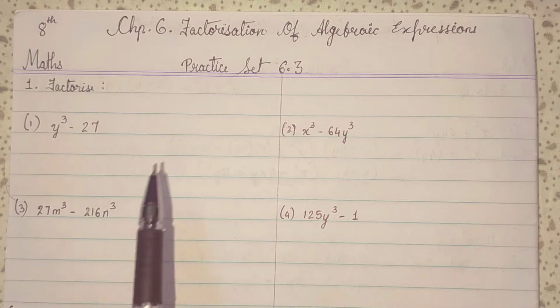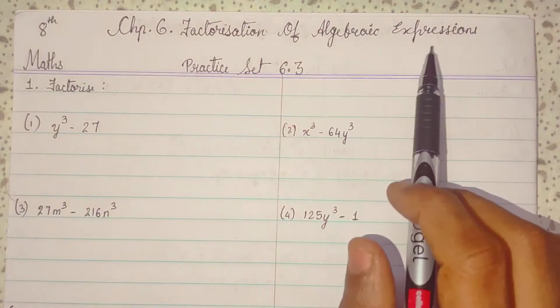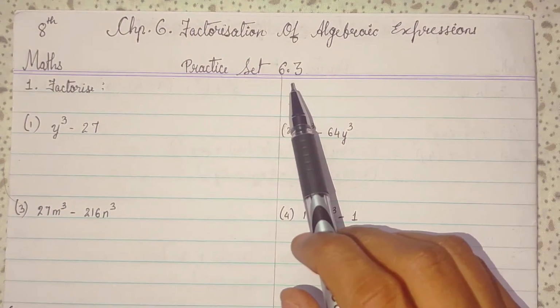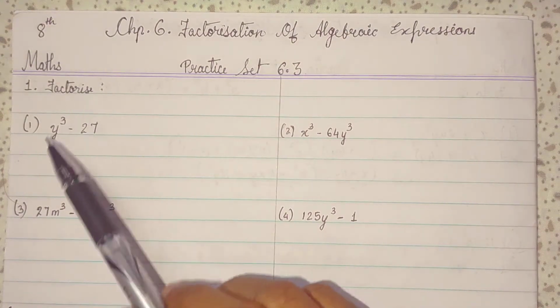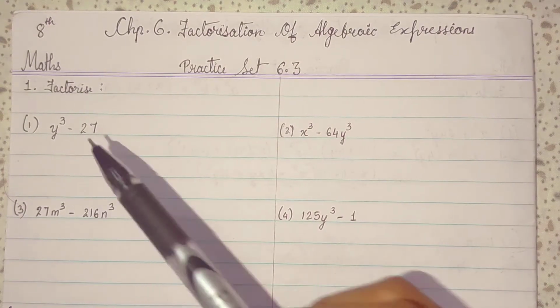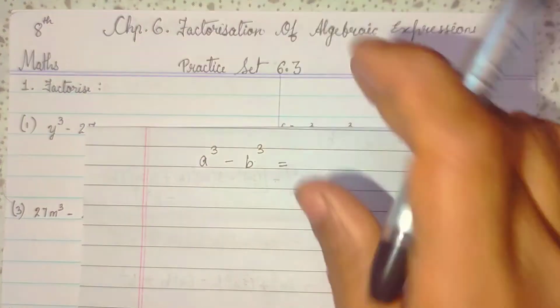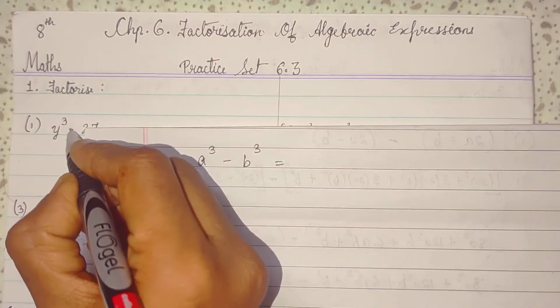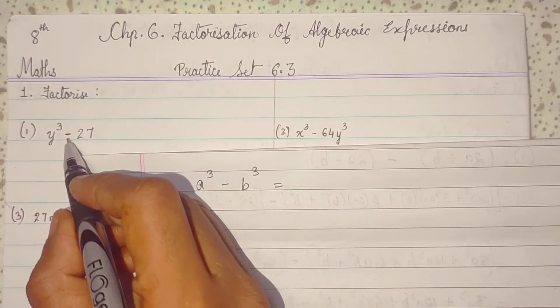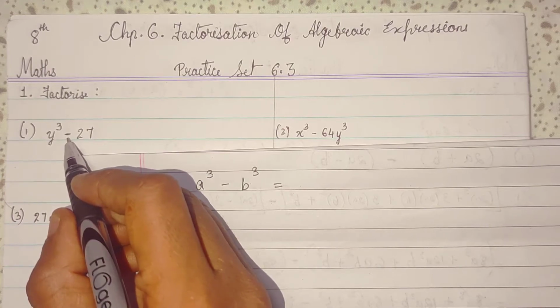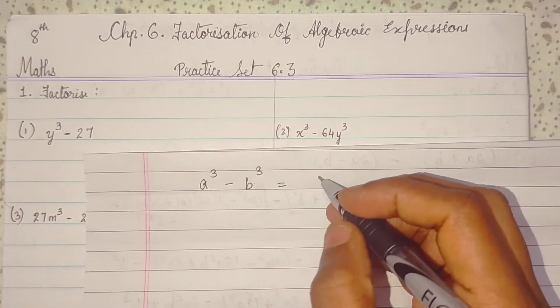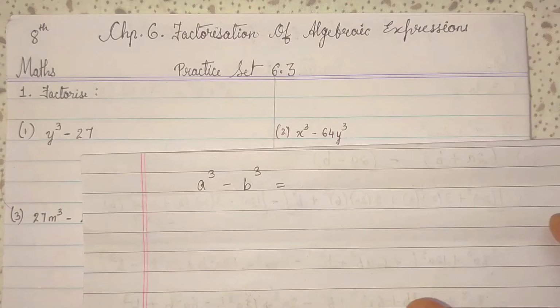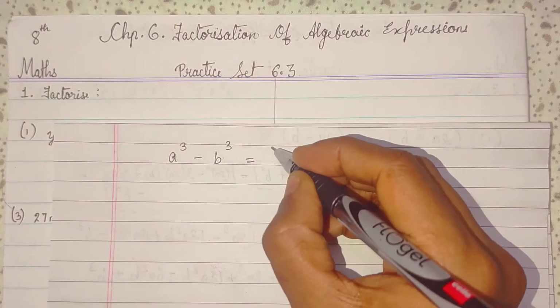Standard Maths, Chapter 6, Factorization of Algebraic Expression. Practice set 6.3. Factorize. So, this is the question. See, in the previous practice set the same sums were there, only there was an addition sign over here. Here it was plus, now it is the minus formula. So, there will be a slight change.